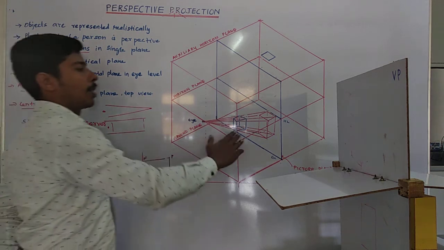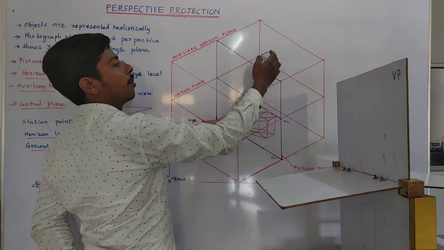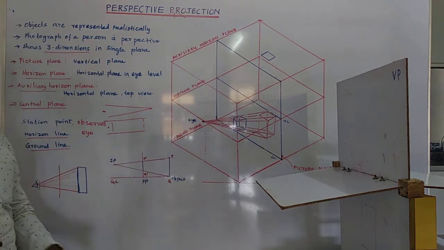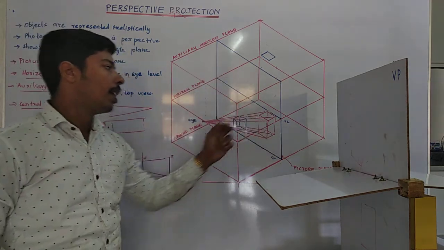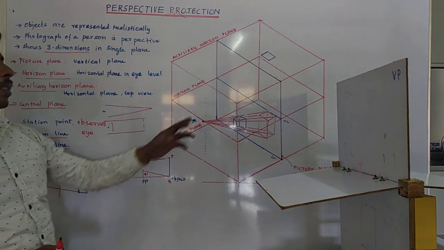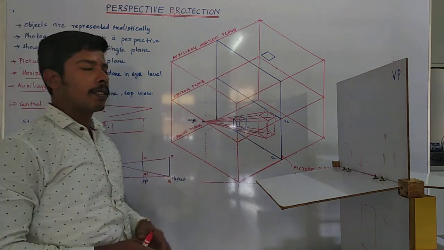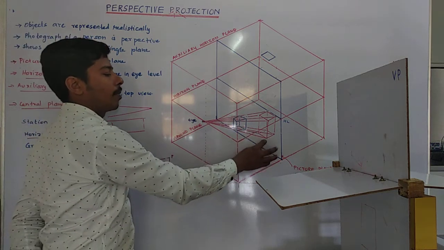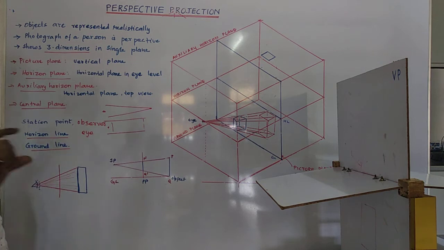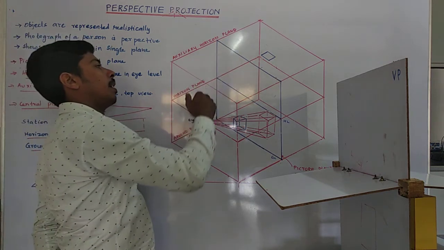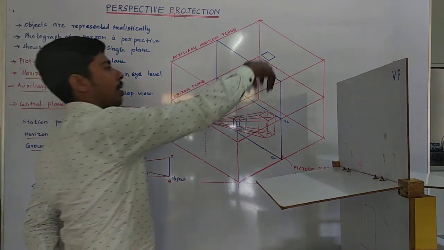As it is a third angle projection, the top view is represented here. When you rotate, the top view becomes above the XY line, the reference line, or this horizon line. Top view is above the horizon line, and we draw the front view on the ground line. The object is located on the ground, so on the ground line we draw the object's front view, and it becomes below the horizon line. So we represent the top view and the front view.